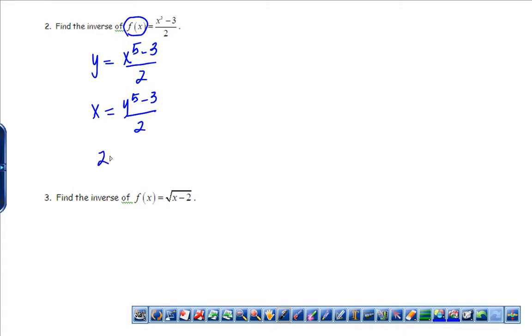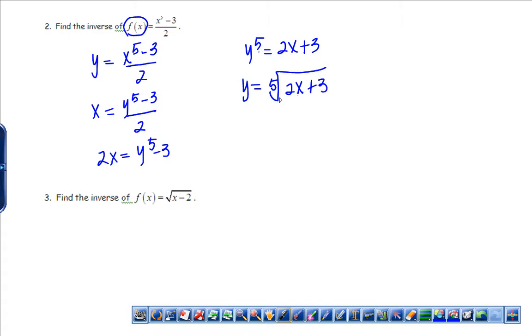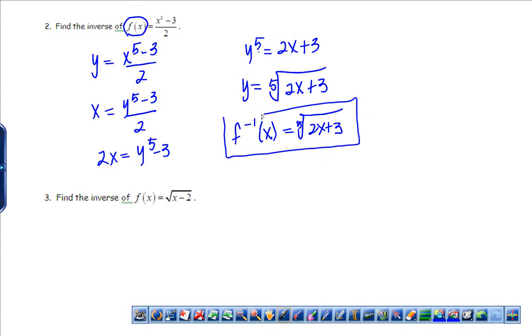So that would be 2x equals y to the 5th minus 3. Go ahead and add 3. So that's y to the 5th equals 2x plus 3. And then take the 5th root. So y equals the 5th root of 2x plus 3. And let's go ahead and write it as the inverse function of x equals the 5th root of 2x plus 3, so that I know that it's the inverse function.